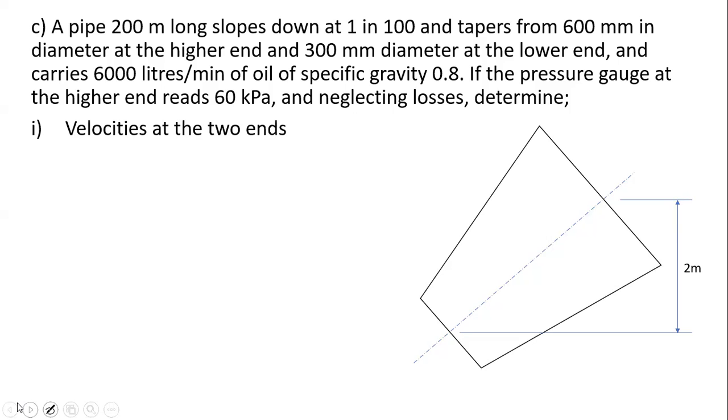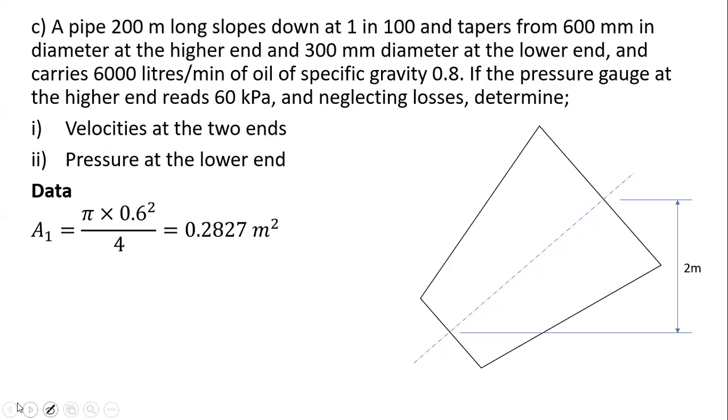Determine, first of all, the velocities at the two ends, and the pressure at the lower end. So let's pick out the information given. Number one, the diameter, the area one, because there are two areas. The first area is this one, 600 millimeters.